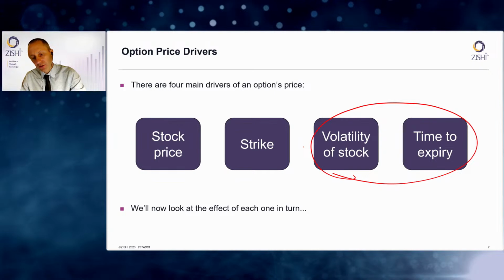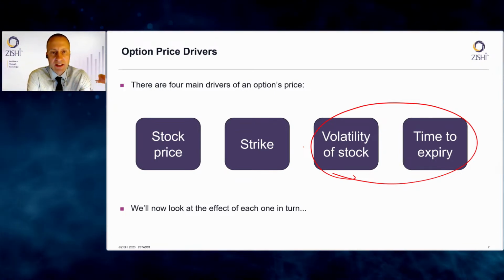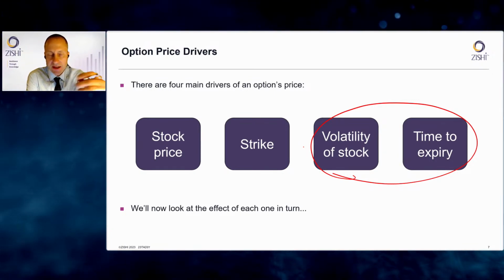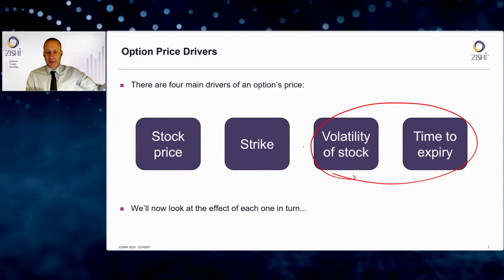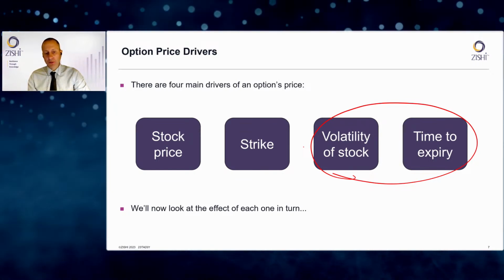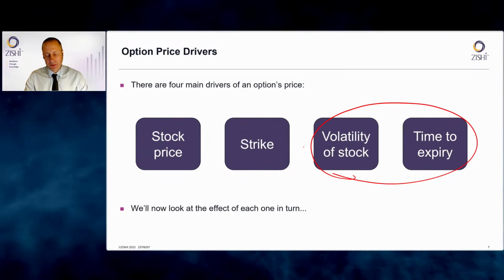The next two things are interesting, though. The volatility of the stock and the time that we give between now and expiry are very important parameters for driving the premium of our option.